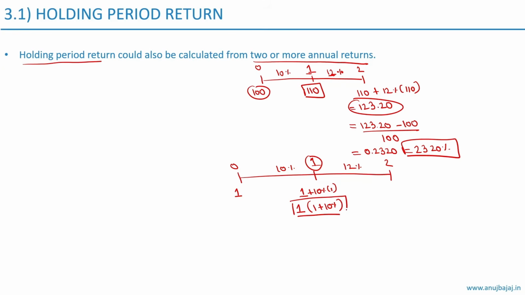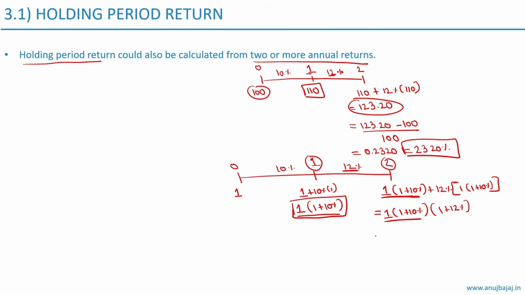Now on this value, he earned a return of 12% during the second year. So the value at the end of the second year will be 1 bracket 1 plus 10% plus interest of 12% on 1 bracket 1 plus 10%. Now again, taking this amount, which is 1 bracket 1 plus 10%, as common, I can write the above equation as follows. Taking this as common, I will write 1 plus 12%.